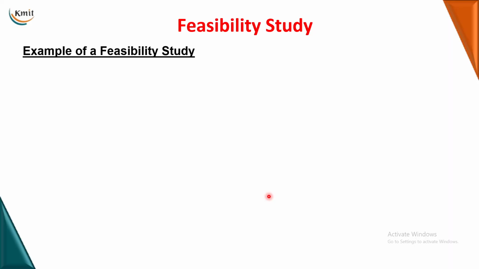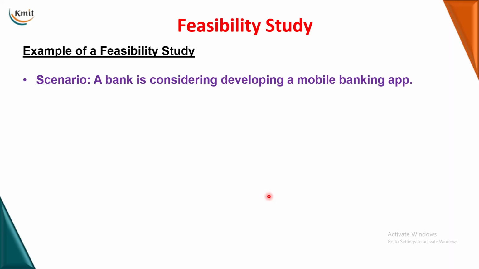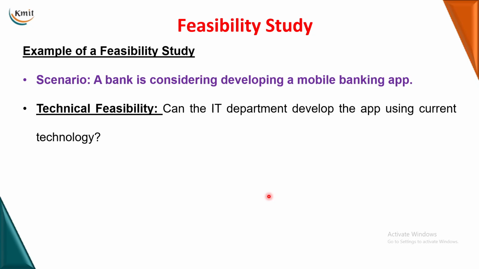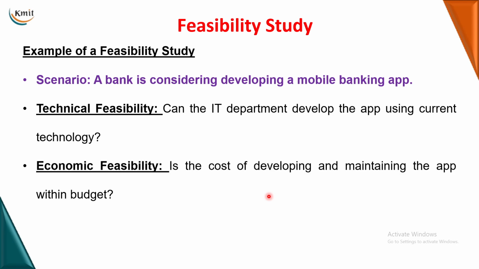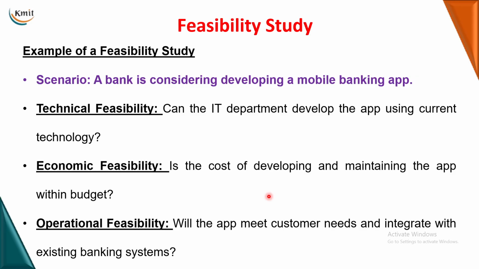Now let's take a very small example scenario. Let's assume that we are developing a mobile banking application for a particular bank. The first thing we will talk about is technical feasibility. The IT department is using certain current technology to develop this mobile banking application. Is the technology enough for them, or do I need to train them more? The second one is economic feasibility. We have thought about this much budget. Will I be exceeding this particular budget? Will I get profits or not? That is called economic feasibility.